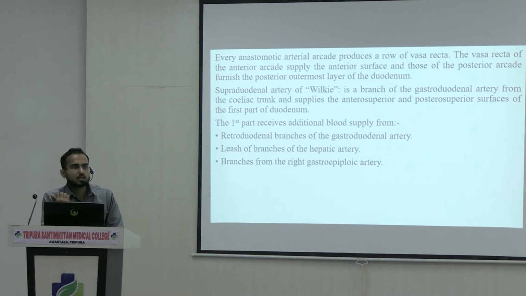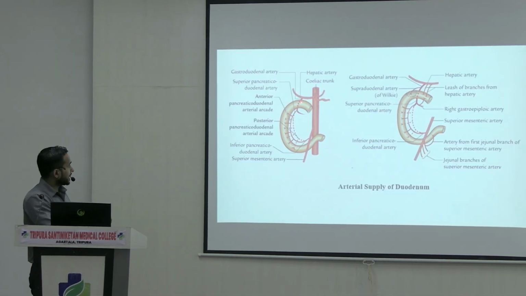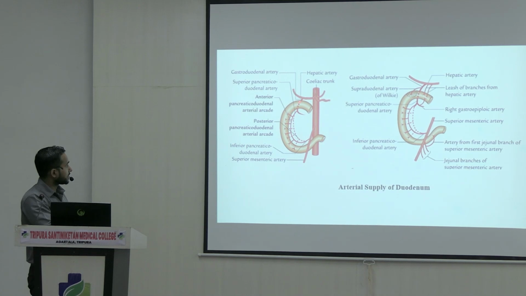Other causes include that whenever acidic food comes from the stomach, it goes directly into the first part of the duodenum. That's why the chances of getting ulceration in the first part are also common. Here you can see the additional blood supply which is given to the first part of the duodenum.